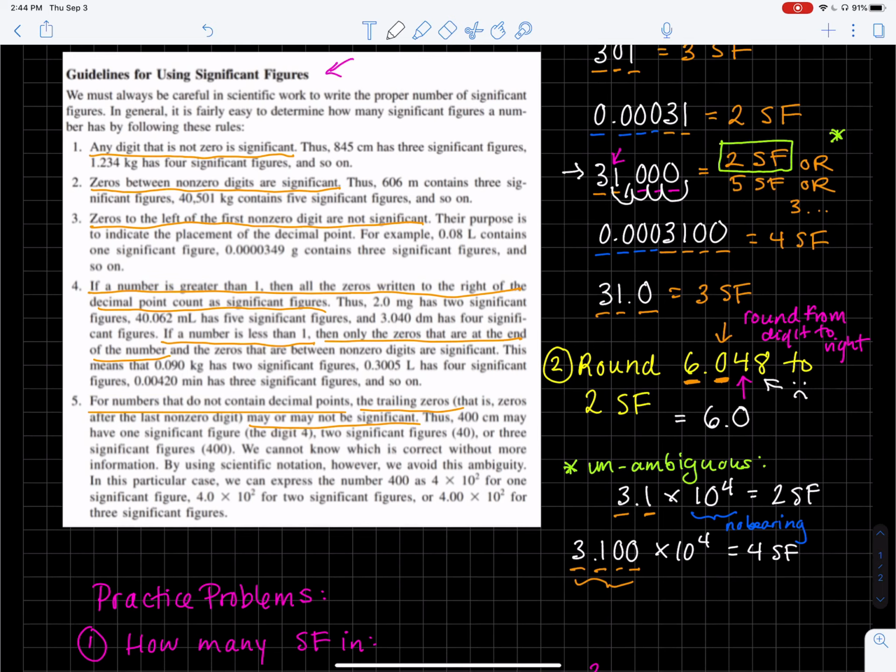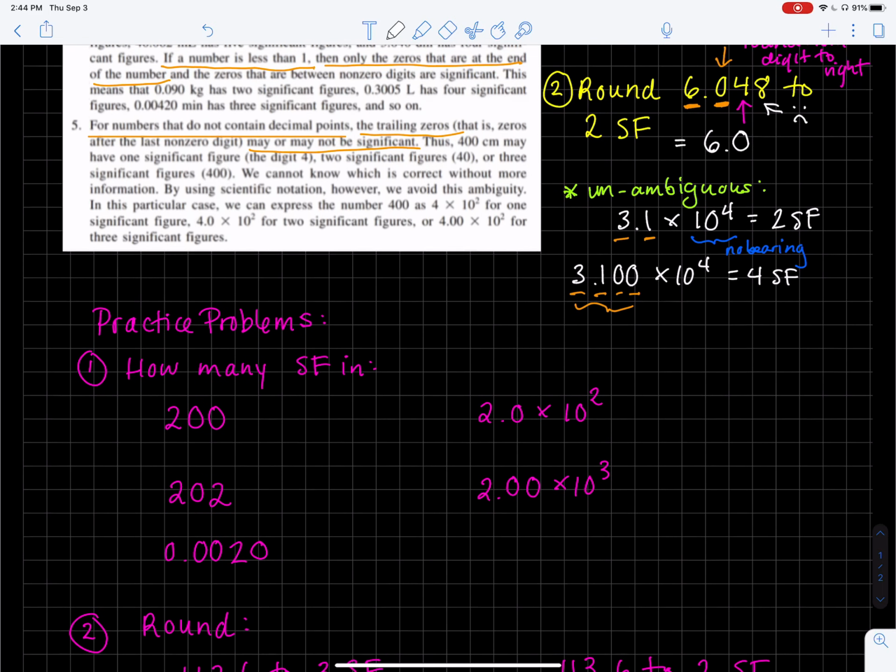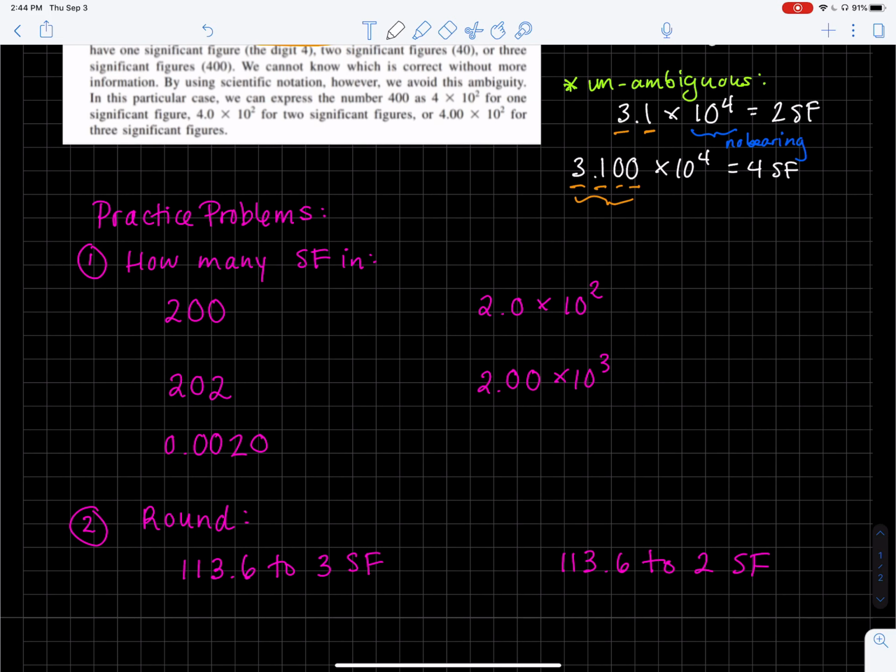All right, so now you're ready for the practice problems. And I encourage you at this point, if you're watching the video, to stop the video and try these problems on your own. Identify how many sig figs are in these 5 numbers and then round these 2 problems here. And then when you're ready, come back and see my answer.